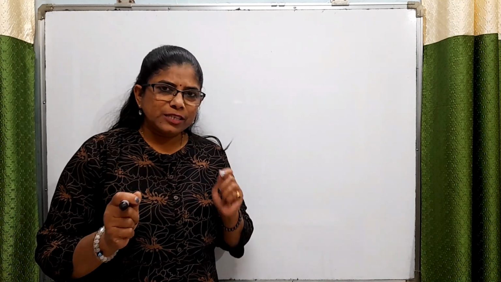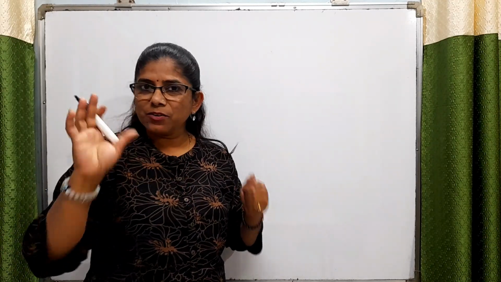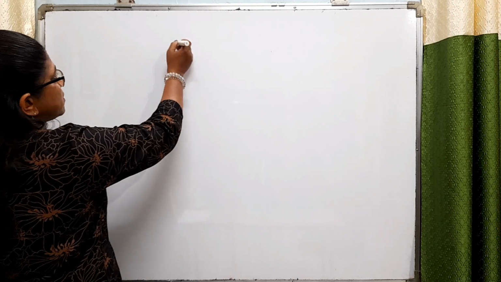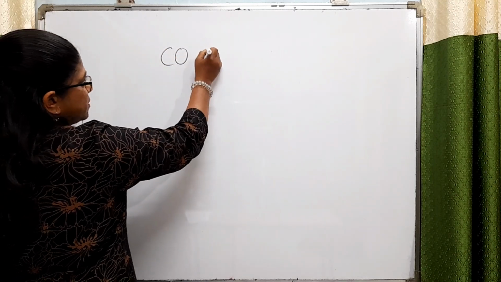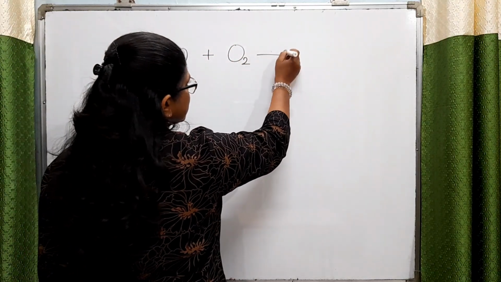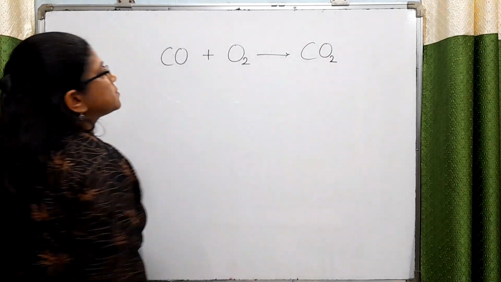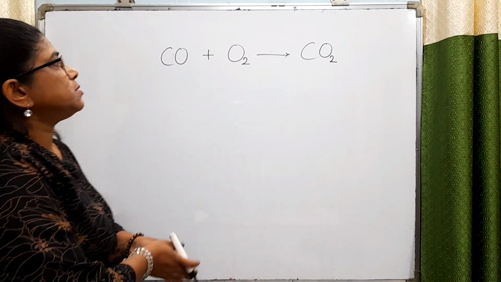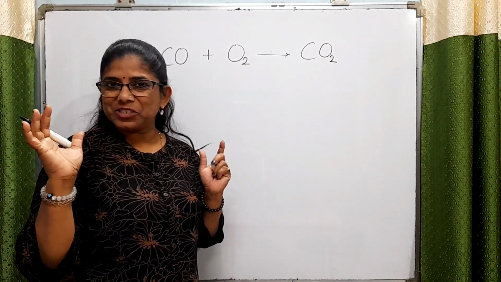So here, what is the reaction? Carbon monoxide is reacting with oxygen to give carbon dioxide. So let's write the reaction first. Carbon monoxide plus oxygen gives us carbon dioxide. Okay, the reaction is not balanced. We have to balance the reaction.